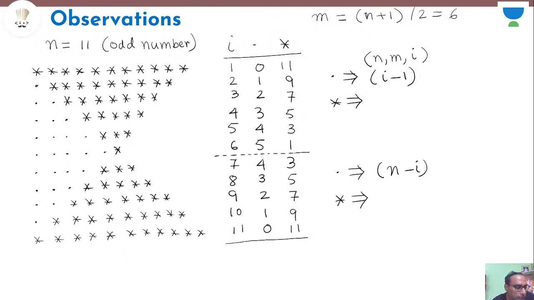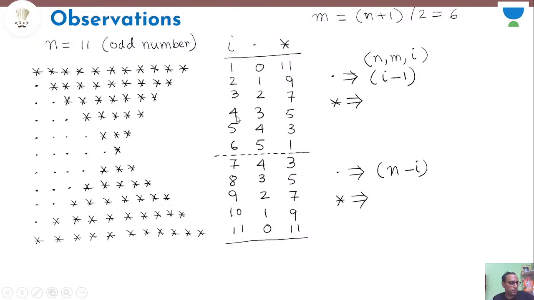Two star m minus i plus 1. Let me check. 6 minus 1, 5 into 2, 10 plus 1, 11. 6 minus 2, 4 into 2, 8 plus 1, 9. 6 minus 3, 3 into 2, 6 plus 1, 7.